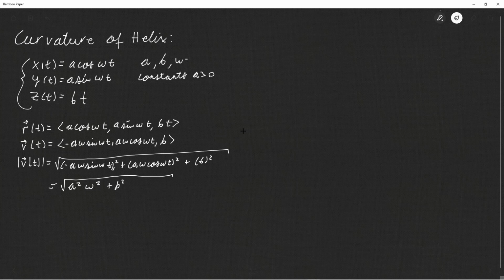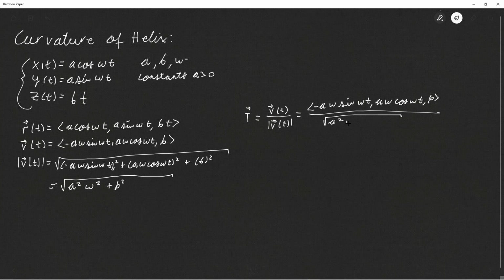And now we have to find the tangent, which is going to be equal to our velocity divided by the magnitude of our velocity, which is going to be equal to negative a omega sine omega t, a omega cos omega t, and rho divided by the square root of a squared omega squared plus rho squared.